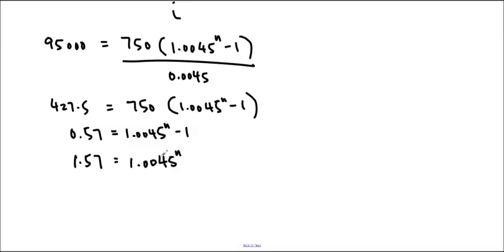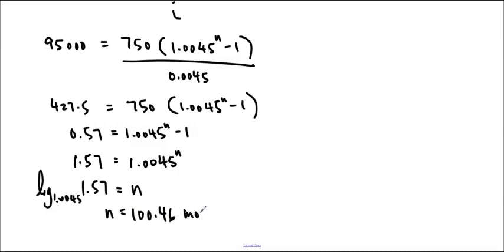And of course, when we're solving for an exponent, we want to get one thing on this side and one thing on this side, and then we can use logs or we can use guess and check. It's up to you. I'm going to just use logs just because it's a little cleaner. And again, if you don't remember how to use logs, that's okay. Go ahead and use your guess and check. So n is equal to 100.46, and this is in months.